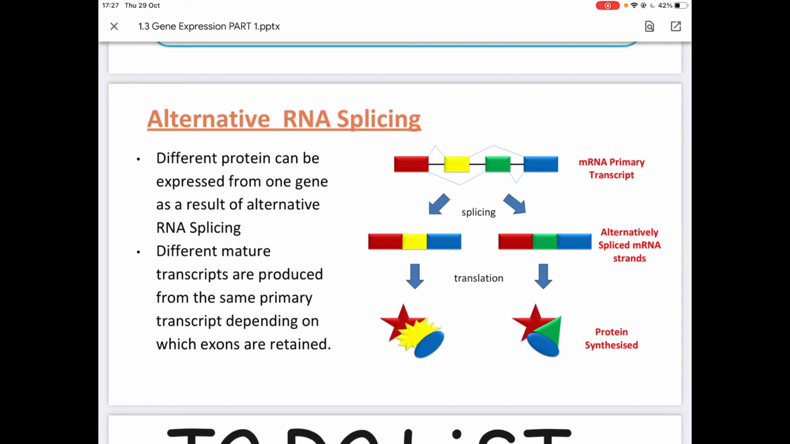Now, the tricky thing to word is, if you imply that the order of the exons is changing, you'll lose the mark. So you'll notice in this diagram, we've not put the blue before the green or the green before the yellow. The order is the same. All we're changing is which ones are kept. So to answer this question, memorise that second bullet point. Start off with the end. Different mature transcripts are produced from the same primary transcript depending on which exons are retained. That describes alternative RNA splicing. That's the answer to how one gene can code for more than one protein.